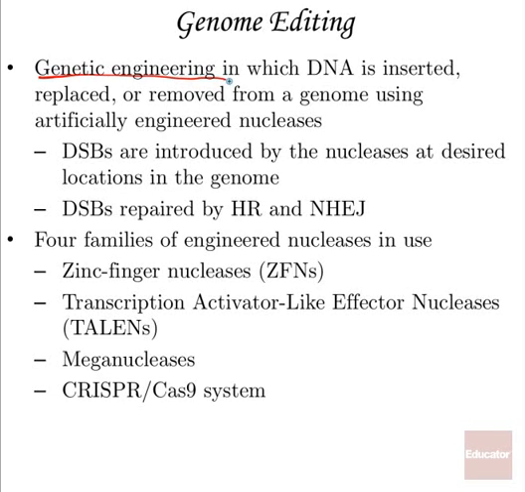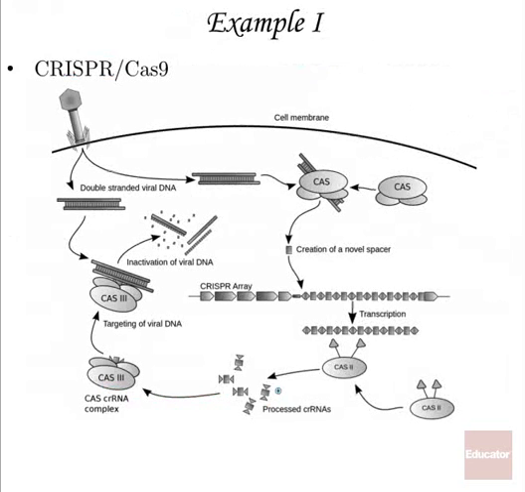Now, there are 4 families of engineered nucleases that are in use for these processes today. We have zinc finger nucleases, we have TALENs, we have meganucleases, and we have the CRISPR-Cas9 system, or just the CRISPR system. Meganucleases usually cut on average once per genome. But I'm going to focus on the CRISPR-Cas9 system because this is a really interesting system, and it's in use, and really cool things can be done with it. So for genome editing, I'm just going to focus on this one. Here's our example, our CRISPR-Cas9 system.